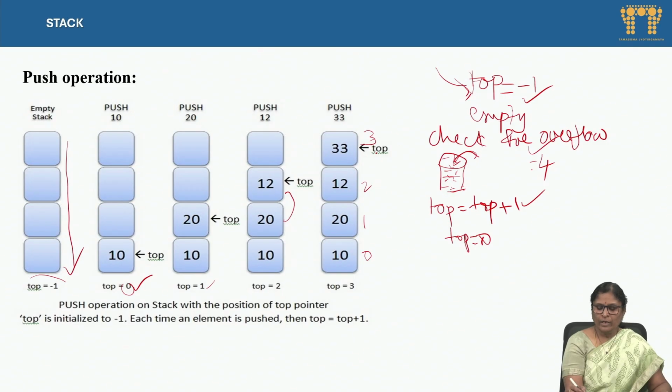Whenever your top reaches max minus 1, where the size of your stack is max and you start from 0, you have to check the overflow condition. I told you to check for the overflow condition whenever you want to perform the push operation. So whenever it reaches max minus 1 or greater, you should say overflow. You cannot insert an element into the stack. Otherwise, increment the top and place an element. So this is an example of performing the push operation.